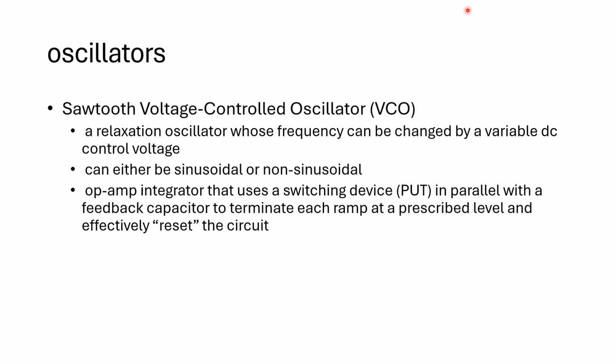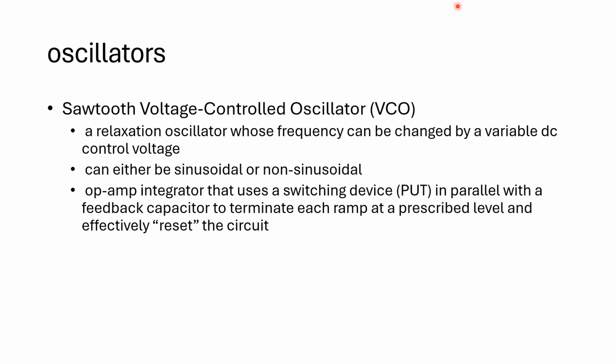A PUT is composed of an anode, a cathode, and a gate. A VCO is a relaxation oscillator whose frequency can be changed by a variable DC voltage. It can be either a sinusoidal or a non-sinusoidal oscillator. Here we have an op-amp integrator that uses a switching device such as a PUT in parallel with a feedback capacitor to terminate each ramp at a prescribed level and effectively reset the circuit.